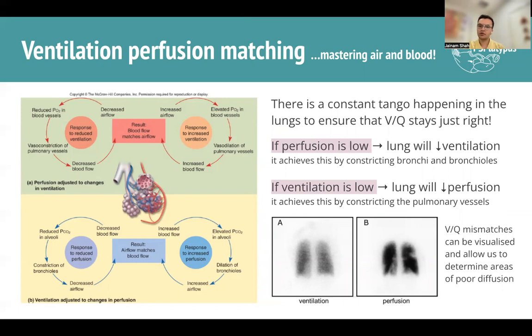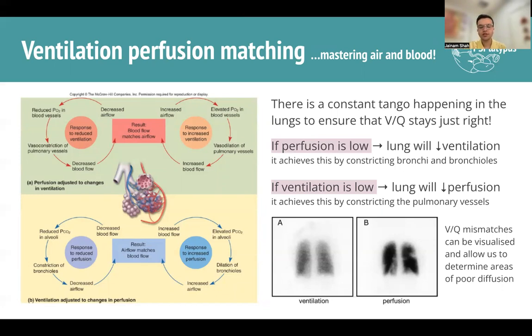If ventilation is low, on the other hand, the lungs again can't really fix it, because it's going to be out of the hands of the lungs, probably something happening up here, so it will try and decrease perfusion. The way that works is it will try and constrict the pulmonary vessels. And again, your ventilation and perfusion will become better matched.